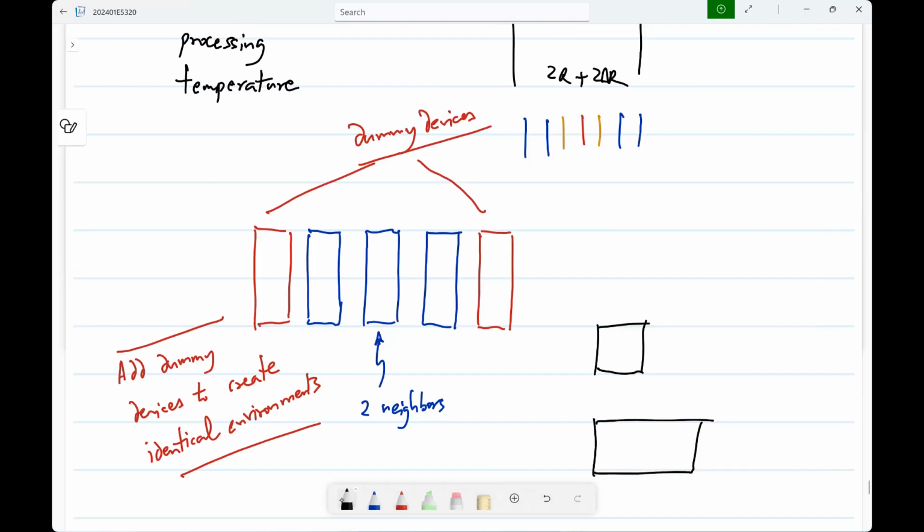So you should use this unit element based design, or if for some reason you can't do that, at the very least you should try to keep the perimeter to area ratio the same. So these are all things that you will have to do.